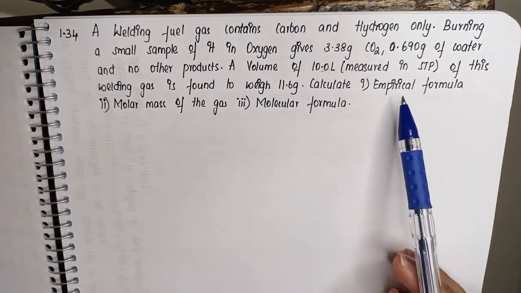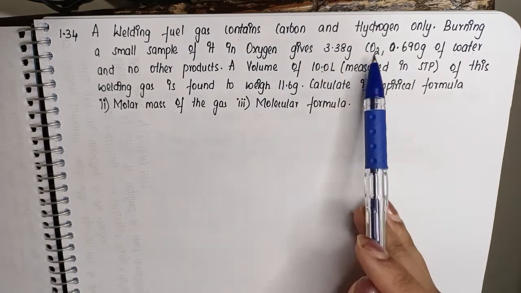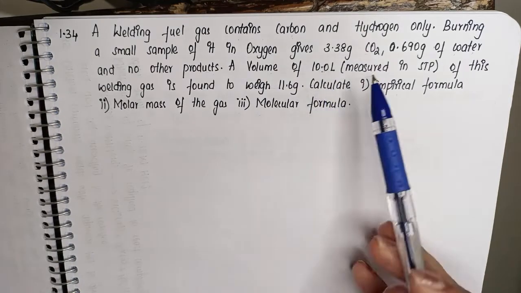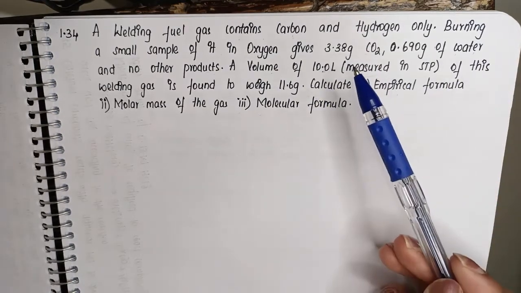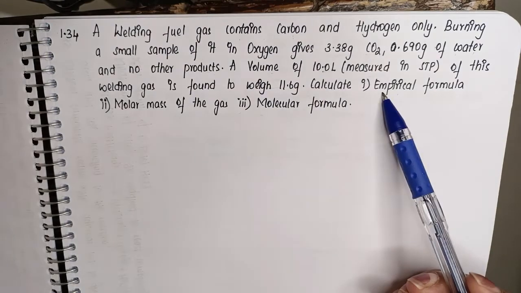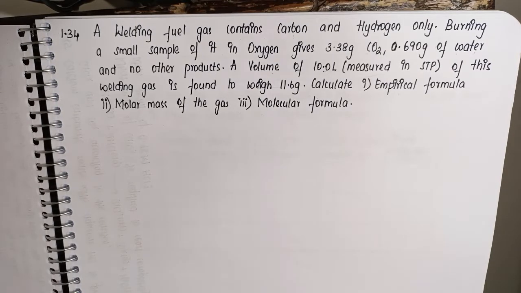Now remember one thing, if you want to find out the empirical formula or molecular formula, you need the percentage of carbon and hydrogen present in our compound, which we don't have. So we have to find that first, and then we will move on to calculate the empirical formula, molecular mass and molecular formula. So we'll go step by step.